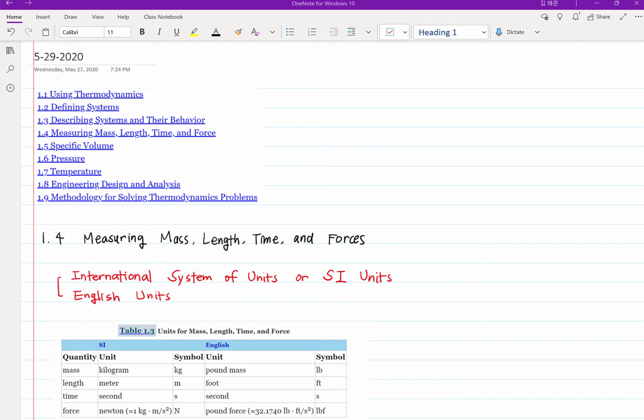So pressure, volume, and temperature can be easily measured. And these properties will be used to determine the other thermodynamic properties of a system, such as internal energy, enthalpy, and entropy, which we will study later in the semester. So today we cover 1.4 to 1.7. Let's get started with 1.4, measuring mass, length, time, and forces.